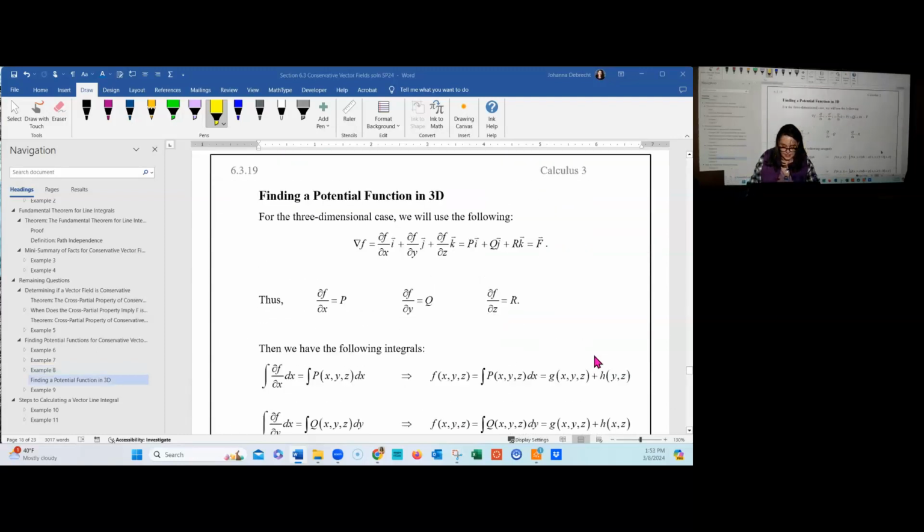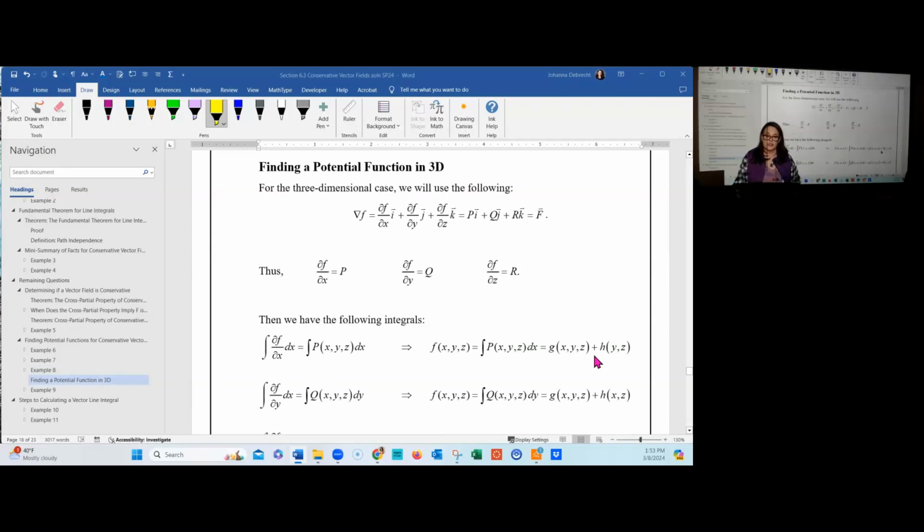We've done several examples of finding a potential function in 2D, but how does it change when you're finding a potential function in 3D? In 3D, we have that del of f is equal to the partial of f with respect to x in the i hat direction, plus the partial of f with respect to y in the j hat direction, plus the partial of f with respect to z in the k hat direction. In other words, this is p plus q plus r, each in the i hat, j hat, and k hat directions respectively.